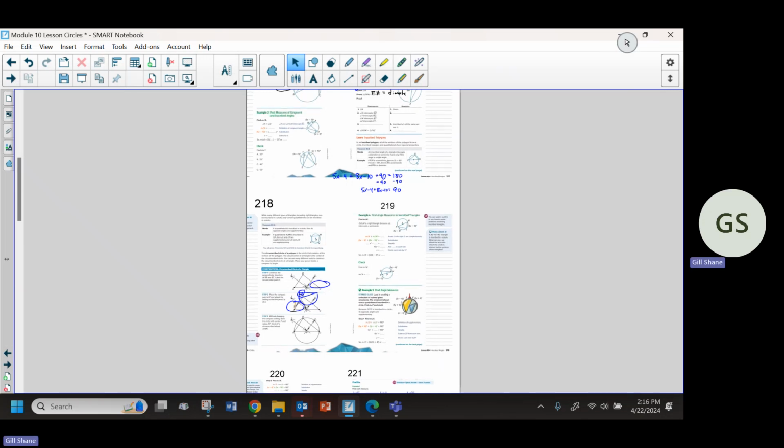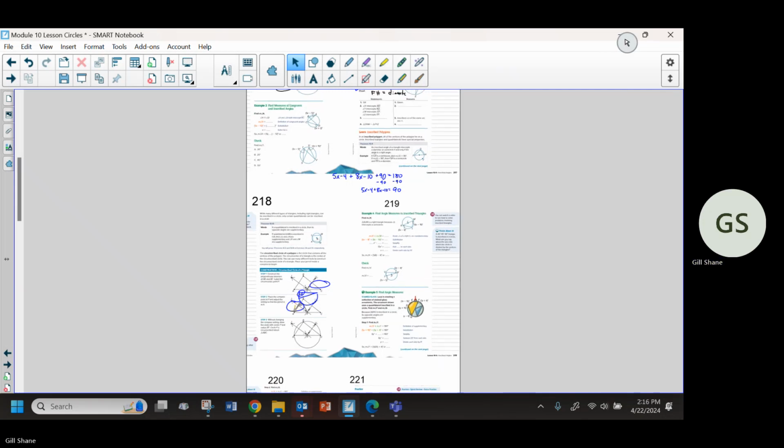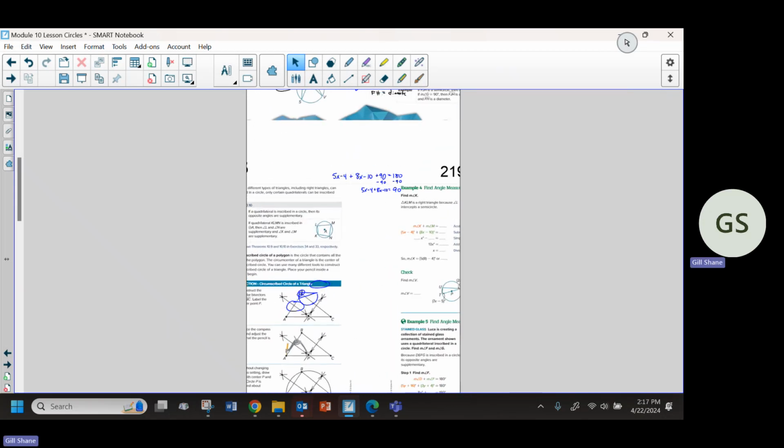So I'll try to zoom in as much as possible. And that's as much as I can zoom in there.